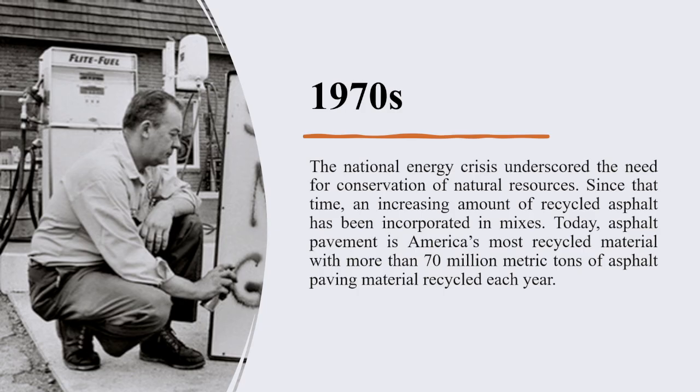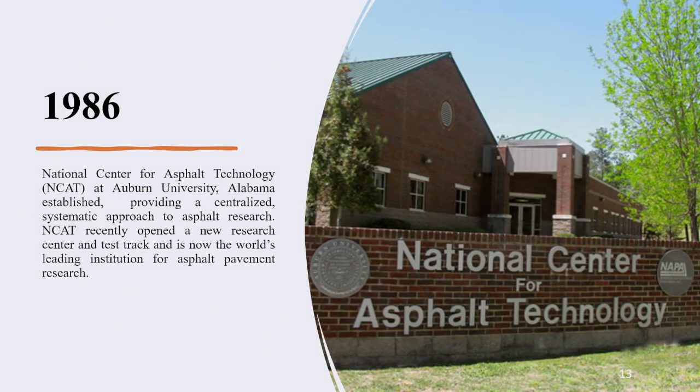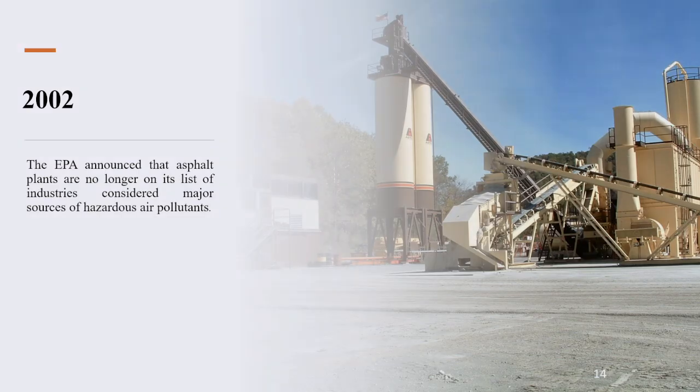In 1986, the National Center for Asphalt Technology at Auburn University in Alabama in the South started providing a push for the federal research. It's a new research center that kind of controls the ideas for research over the 50 states. So it's kind of serving as an arm for the Federal Highway Administration.